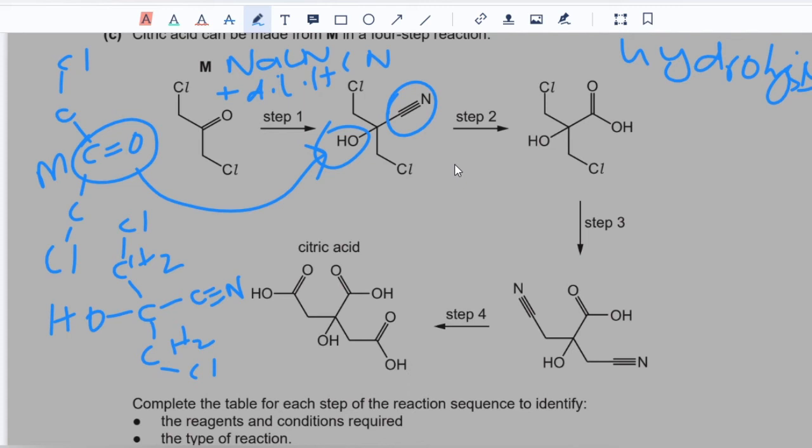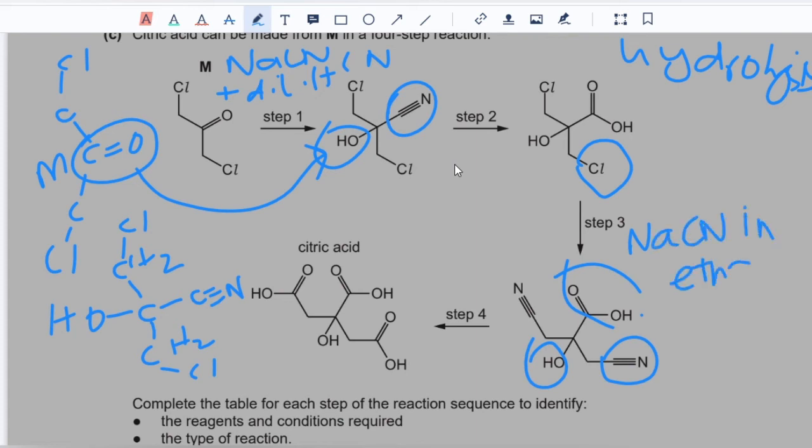And for step 3, again look out for the changes. The acid group remains the same, the hydroxide group remains the same. You're just substituting the chlorines. Since chlorine is substituted by cyanide ions, this would be nucleophilic substitution, and to carry out this you'd need sodium cyanide in ethanol, because if you had used aqueous sodium cyanide, hydroxide ions could have acted as the nucleophiles, which we do not want.